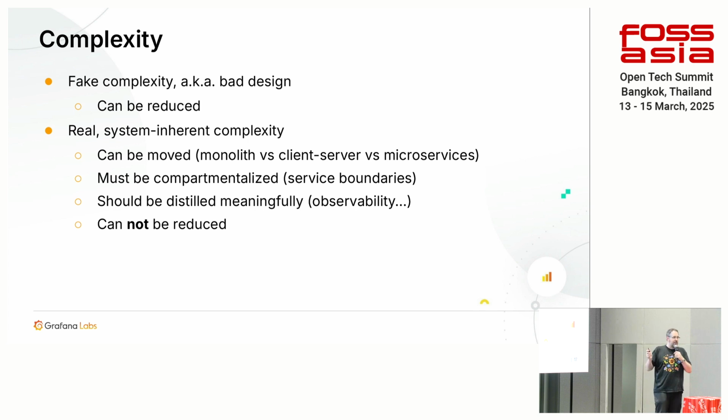Real system inherent complexity, you cannot get rid of, because this is part of why you even have the thing which you are responsible for. Otherwise, it wouldn't exist. So you can move it. It doesn't really matter if it's on a mainframe in a monolith or if it's in a fully cloud native microservice, horizontally scalable, whatever. Doesn't matter. The complexity itself lives somewhere. You must compartmentalize it, else you cannot understand the total amount of complexity. You must put in layers where you can understand. It should really be distilled meaningfully, so you can actually understand it. And again, you can't reduce it.